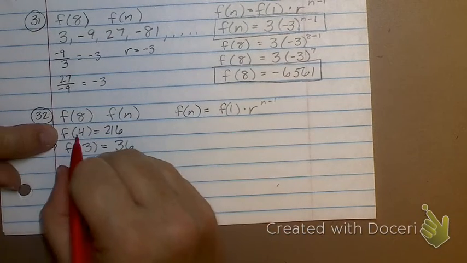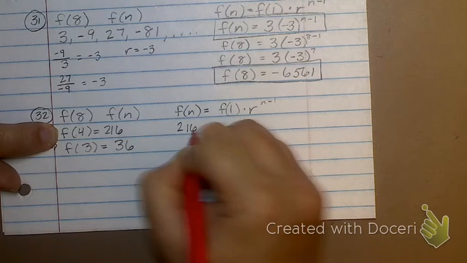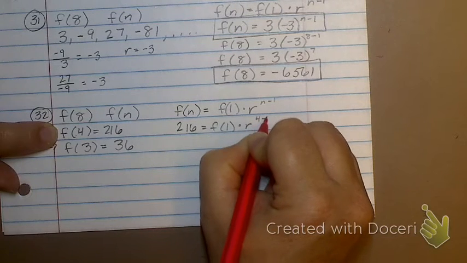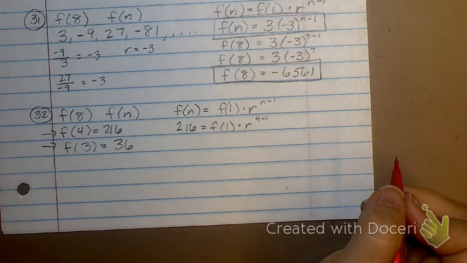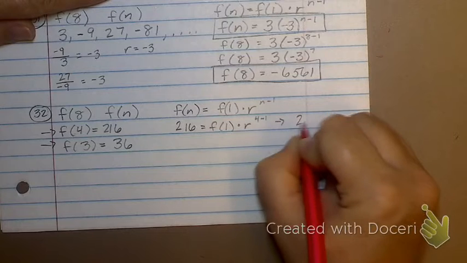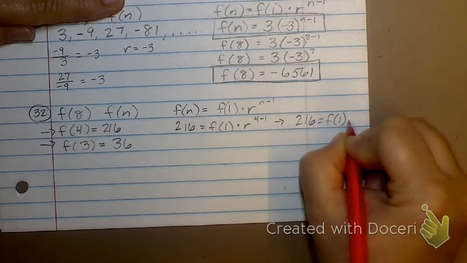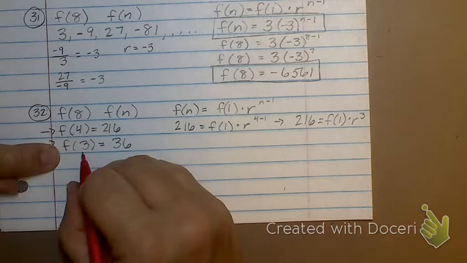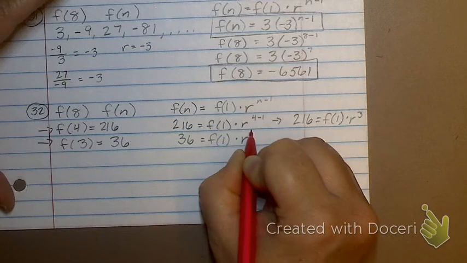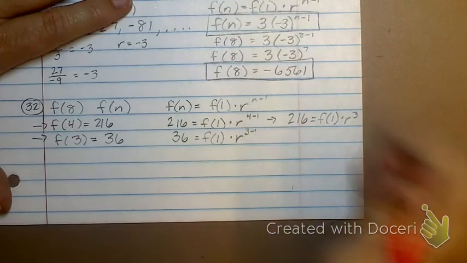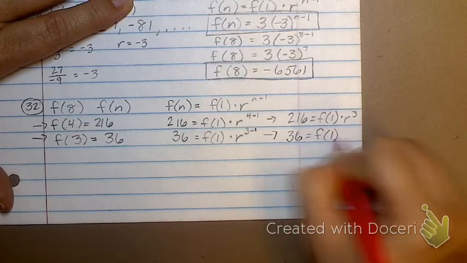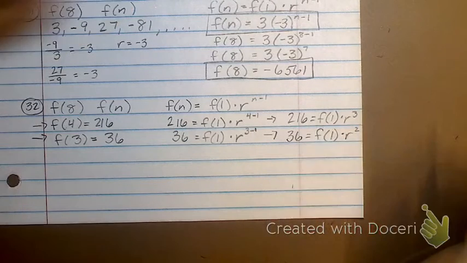So if I plug this point into that equation, I'm going to have 216 equals f of 1 times r to the what? 4 minus 1? Yes? What does 4 minus 1 end up being? 3. So I have 216 equals f of 1 times r to the third. When I plug this one in, I get 36 equals f of 1 times r to the 3 minus 1, which ends up becoming 36 equals f of 1 times r to the second. Yes?